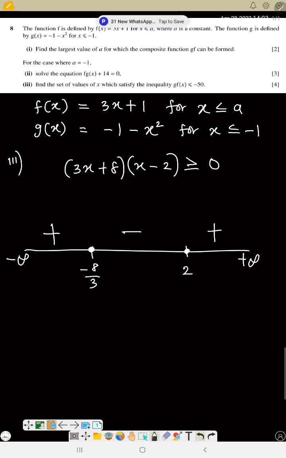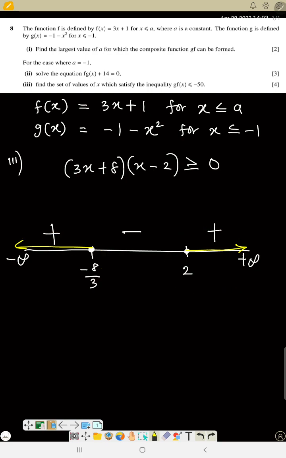Now, according to your inequalities, the result is greater than or equal to 0. So these are the regions that we are going to pick, here and here, because those are the positive results, and we have greater than or equal to 0. So the positive results are our answer. But if it were less than, I would pick this region. So my answer now is this region and this region.